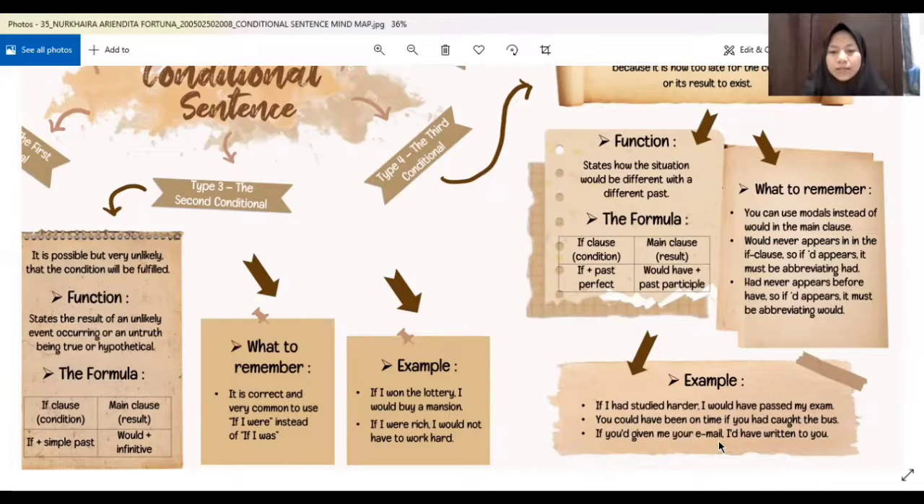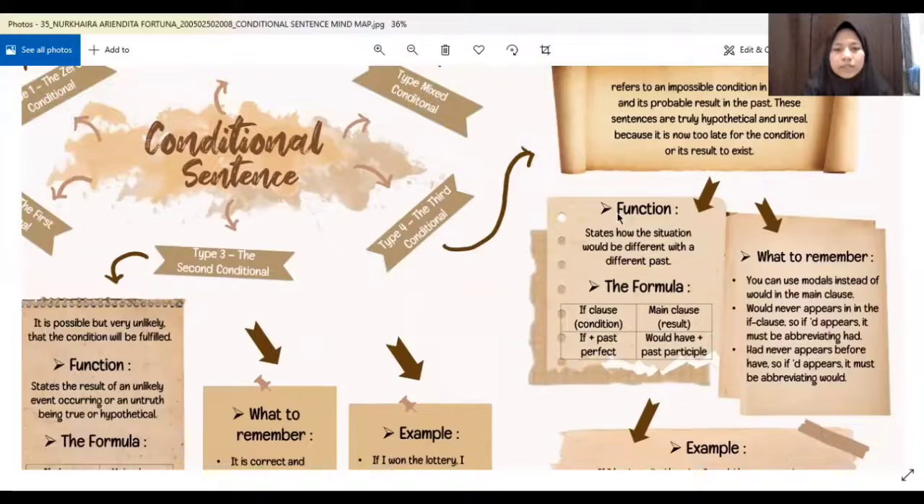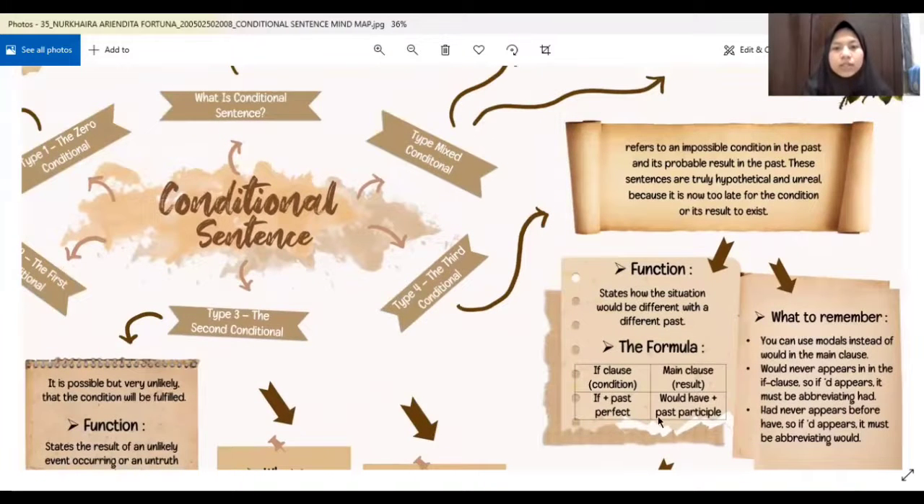And then the last example is, if you had given me your email, I would have written to you. So which means this person didn't give his or her email to this person, so his or her friend couldn't write something to or give something to him or her. I think that's all for the explanation about the third conditional.